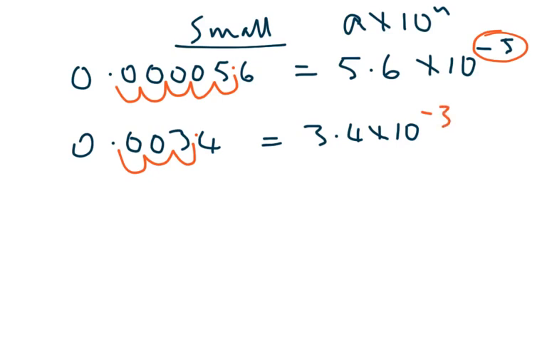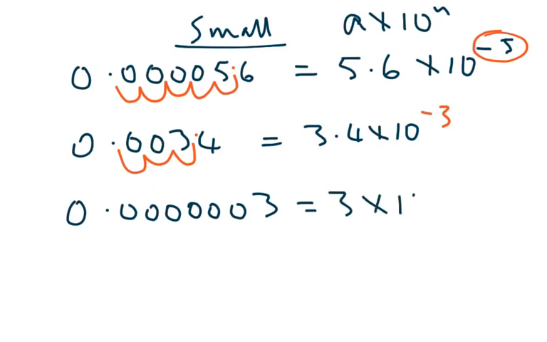And I'll do one more example like this, 0.000003. And that's going to give me 3 times 10 to the power of, my decimal point now is here. So that's where my decimal point is, so that's where it will be there. And I'm counting back once, twice, 3, 4, 5, 6, 7. So it's 10 to the power of minus 7.